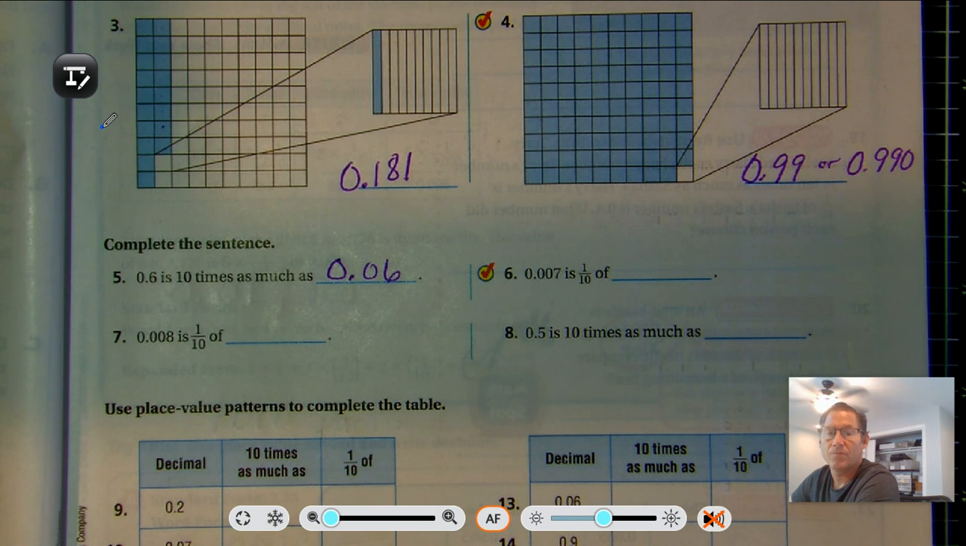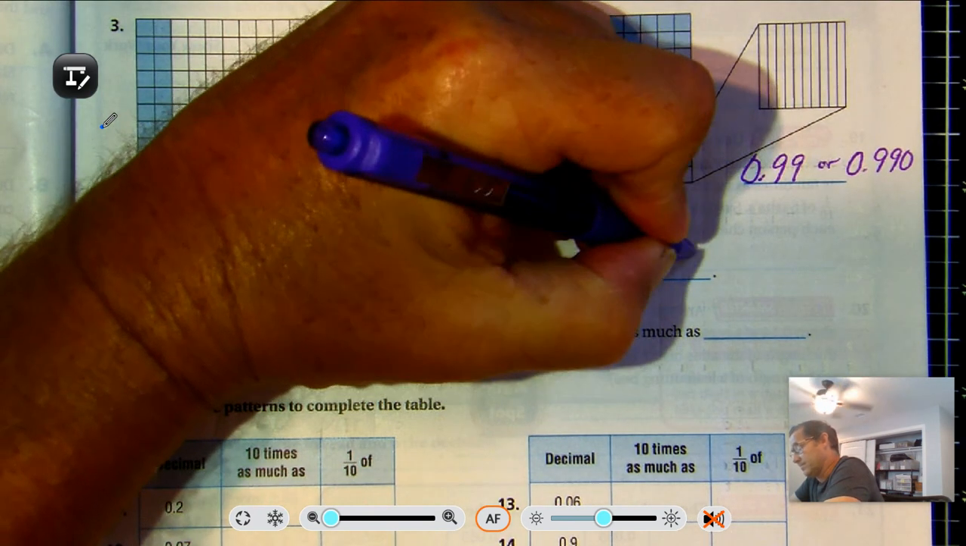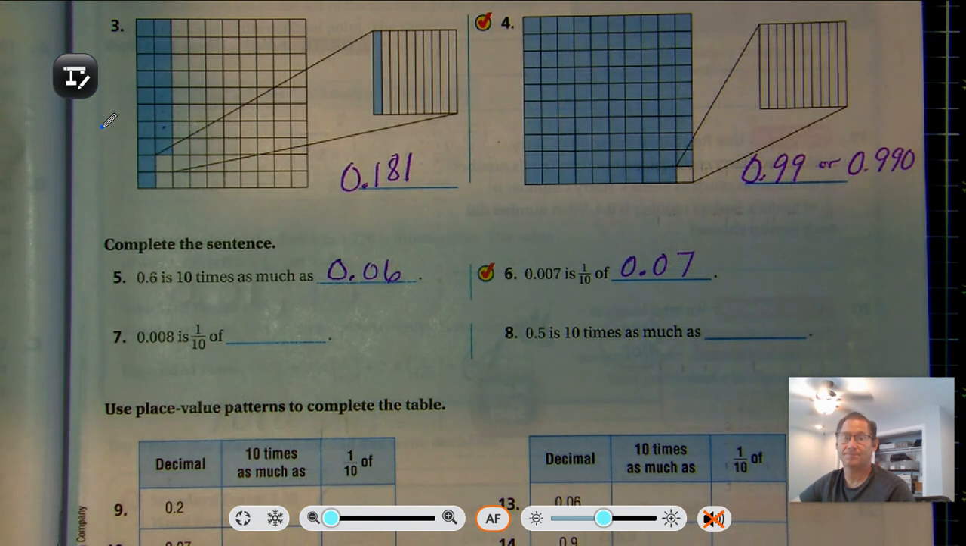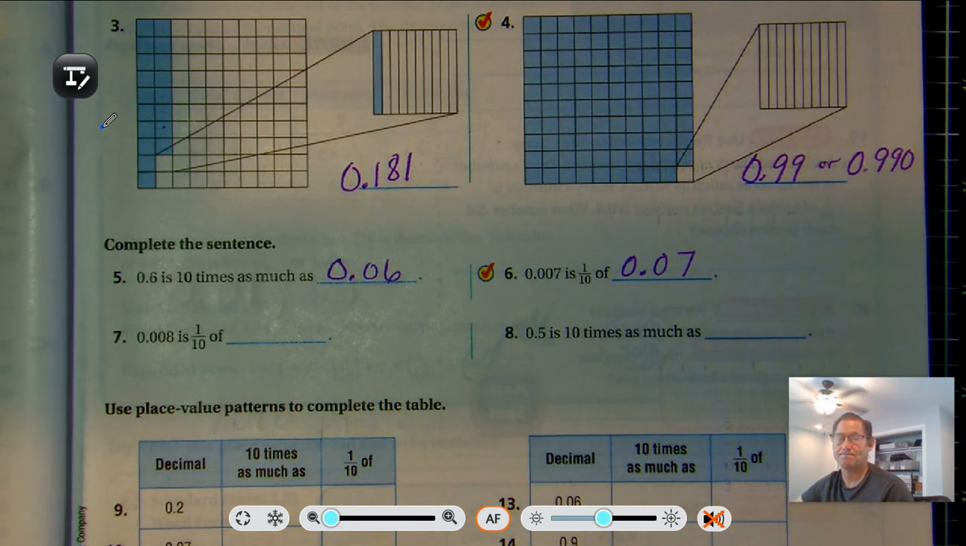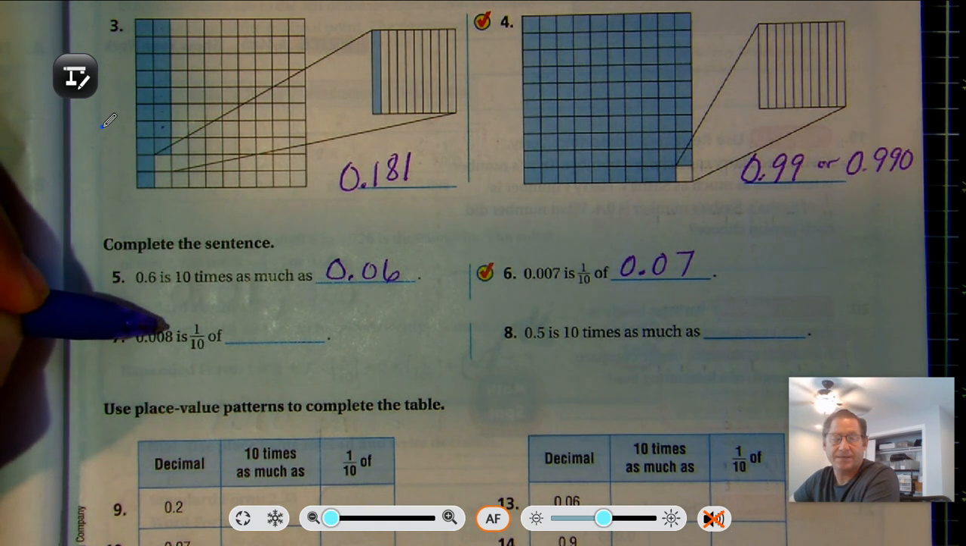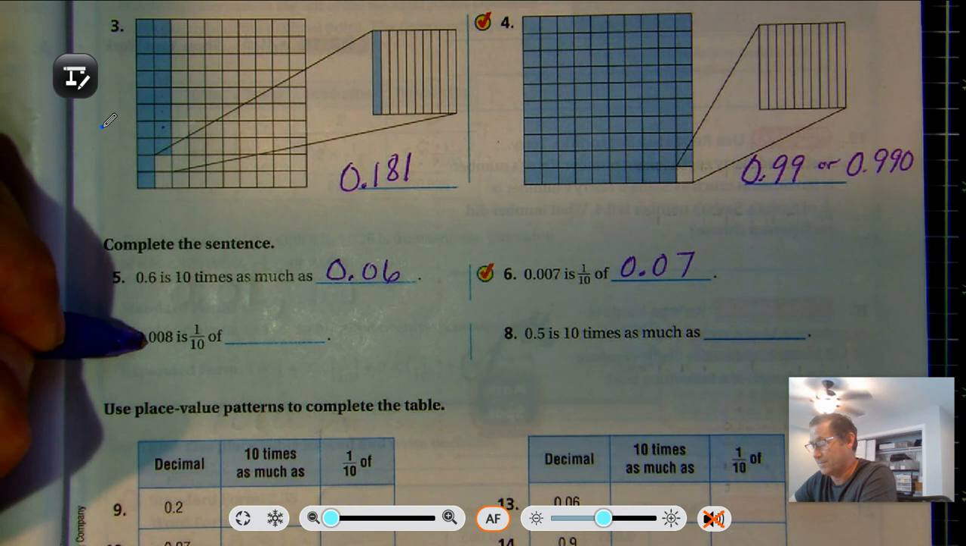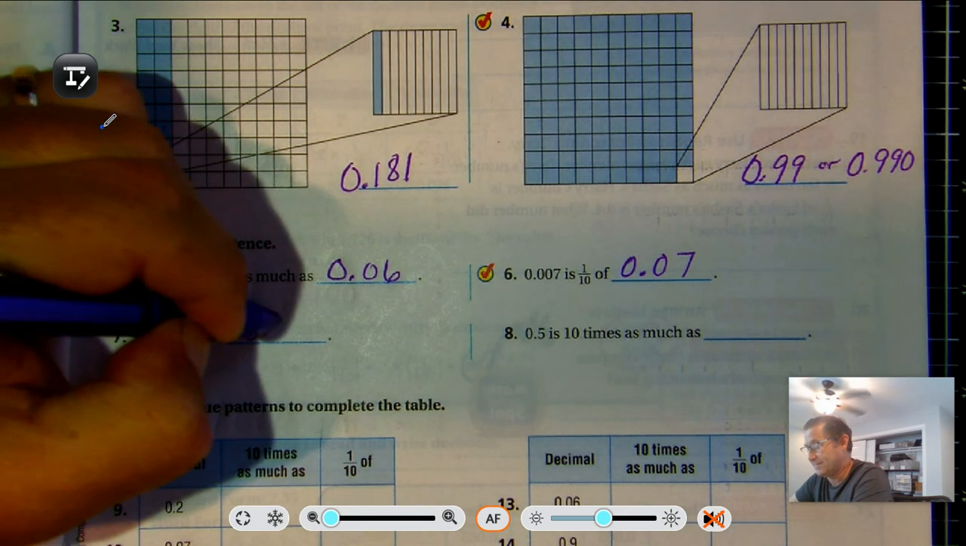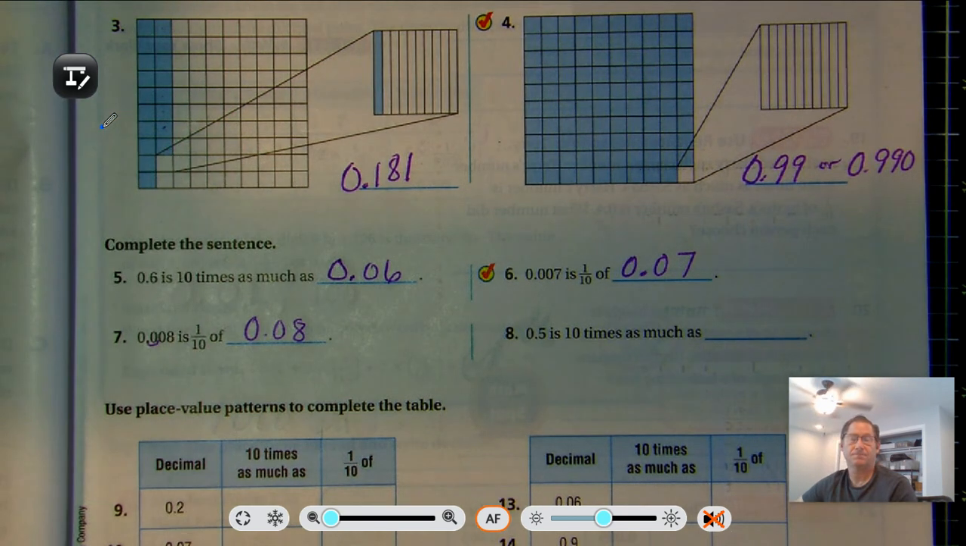Number 7, 0.007 is 1/10 of what larger value? 7 hundredths. Eight thousandths is 1/10 of 0.8. 0.08, 8 hundredths.